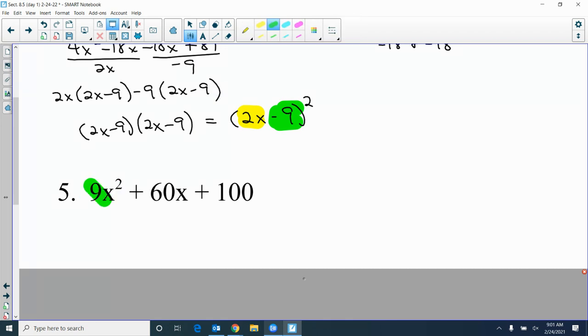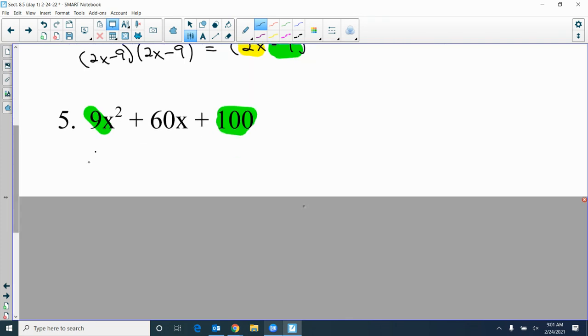9x squared and 100 are perfect squares. What squared gives you 9x squared? 3x. What squared gives you 100? 10. So here's what I tell you to do. Before you go through all that, I would just say try 3x plus 10, since that's a plus, times 3x plus 10. See if it works before you go through the trouble of multiplying 9 times 100.